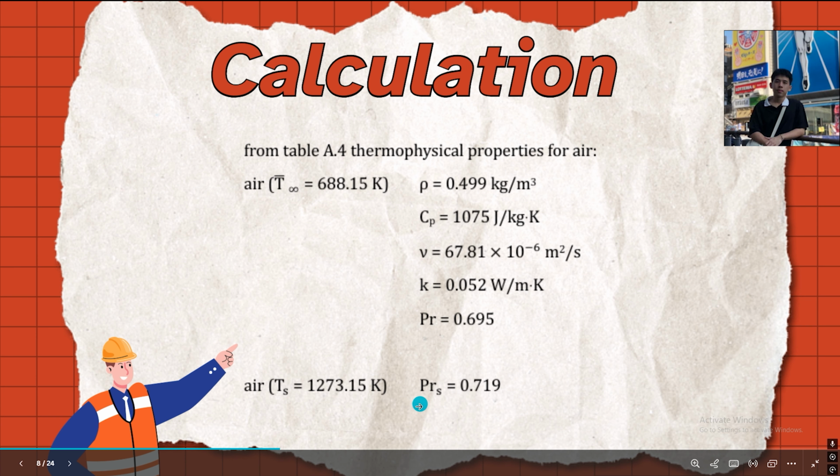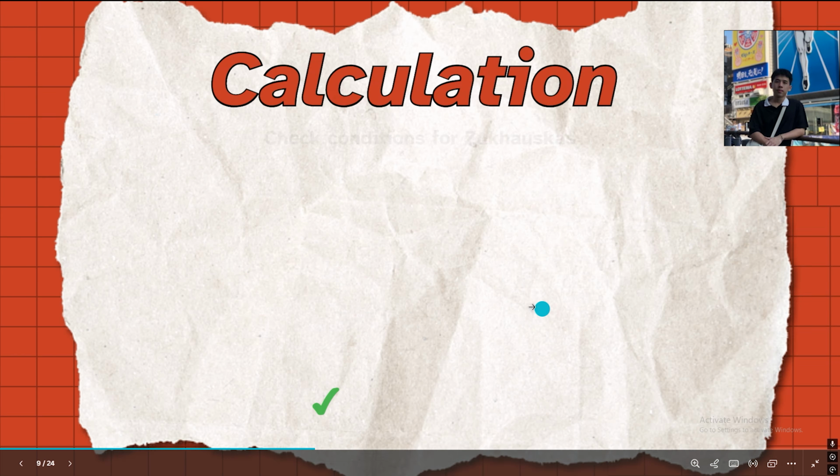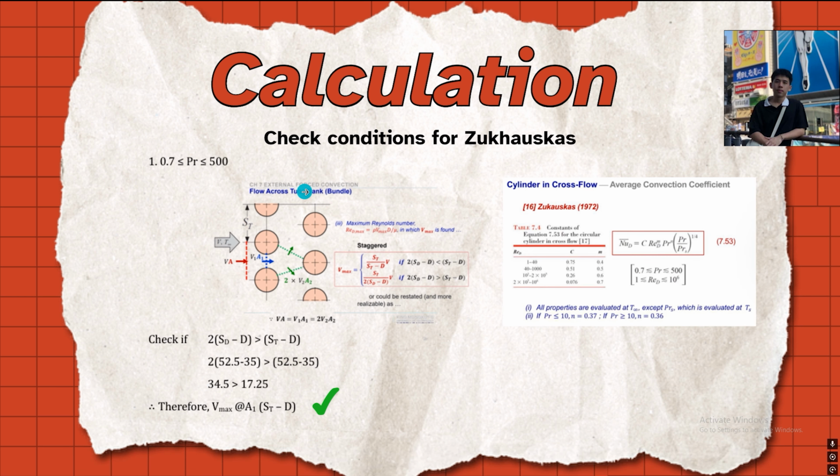And now we need the properties of air at the surface temperature of 1073.15 Kelvin, and we get the Prandtl number of 0.719. Now, we have to determine the maximum velocity Vmax within the tube bank right here, which is essential for calculating the Reynolds number.